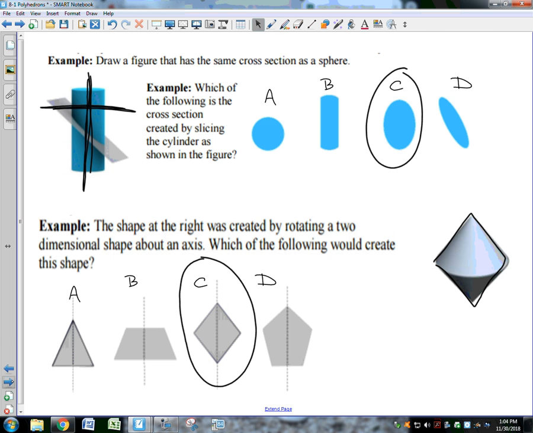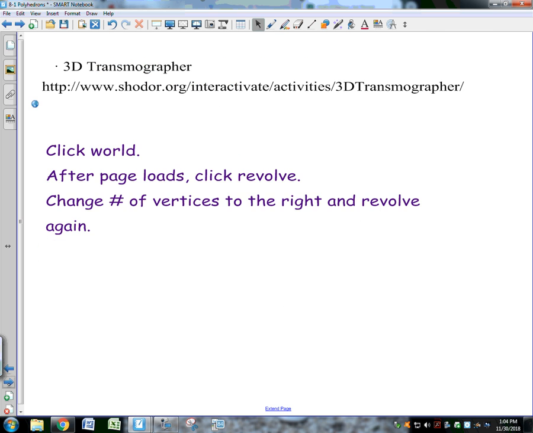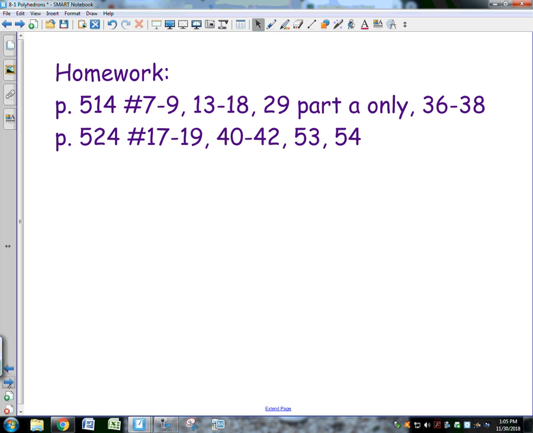We had a little activity we were going to do, but since we took some time before lunch to do other things, we're just going to jump straight to homework. So there it is. You should be able to finish it before you leave. It comes from the geometry textbook, and it's already in Google Classroom.